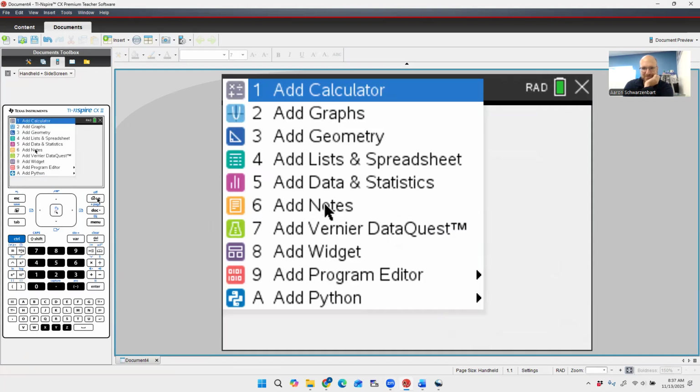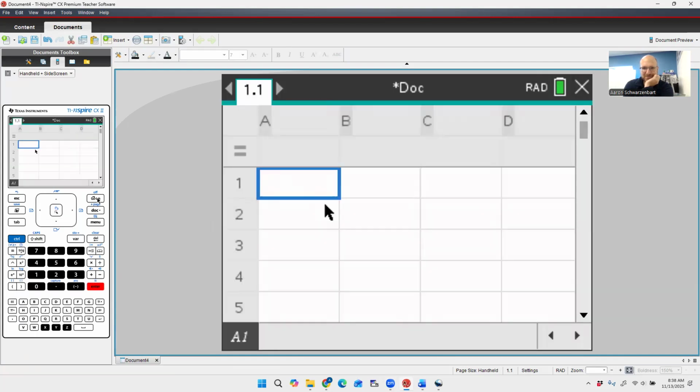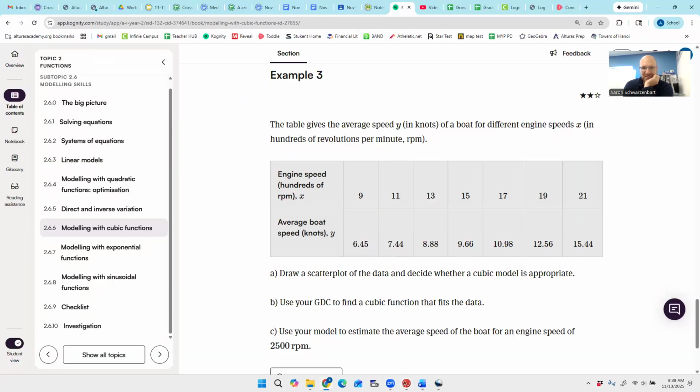Spreadsheet. Label here, what are we listing? Let's see here. Speed hours. Or engine and boat. How about we'll do engine and boat? That name? Yes.